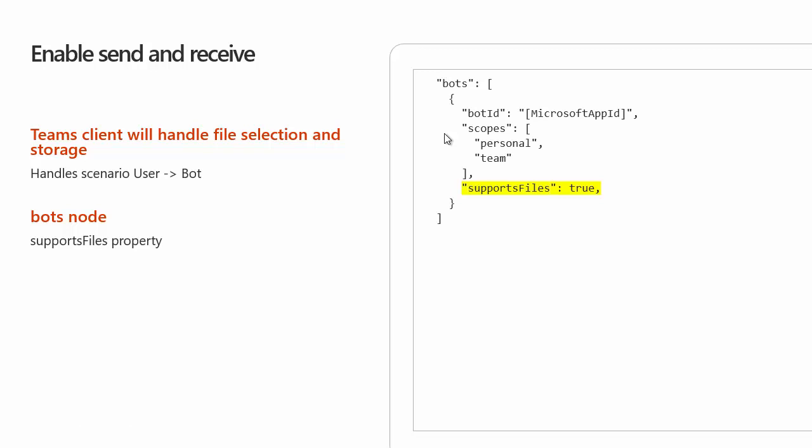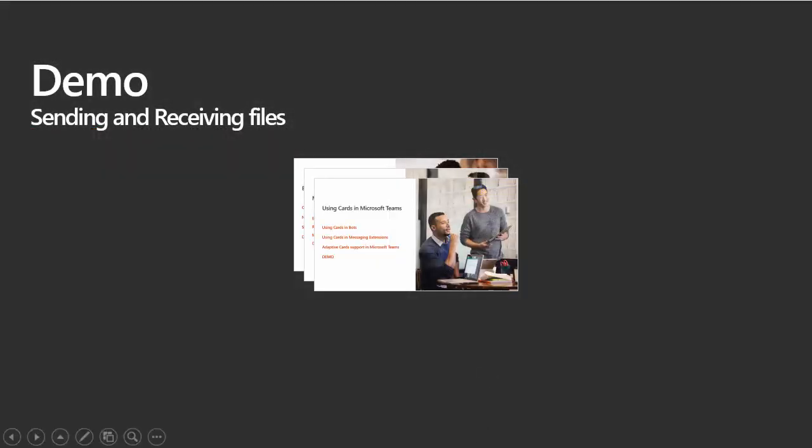In order to enable sending and receiving files, again, you have to update your manifest in the bots node. You need to turn on the supports files property, set that equal to true. Note that it's a Boolean value, not a string. And then this will help the Microsoft Teams application handle that scenario where a user wants to send a file to the bot. So let's go do a demo and see sending and receiving files.